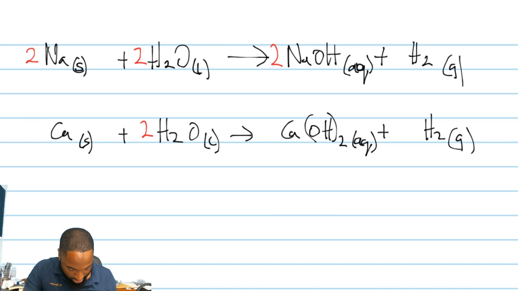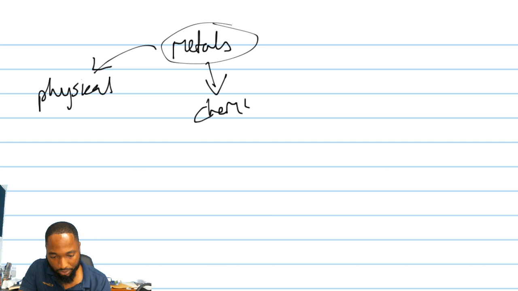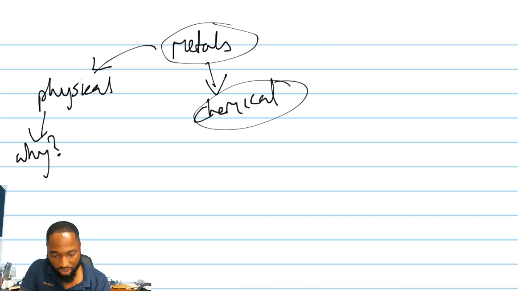So the tables, the oxygen table, I would actually put this as the hardest. It's really a few things we learn here. Metals: you learn the physical properties, then you learn the chemical properties. Don't forget, when you learn the physical, you must learn the whys. And when we learn the chemical properties, it's oxygen.